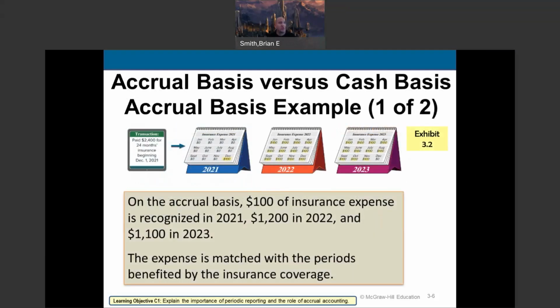All right, so here's the accrual basis versus the cash basis, and this is an example. It's a pretty good one. We have $100 of insurance expense. No, this isn't a good one. They must have changed it.